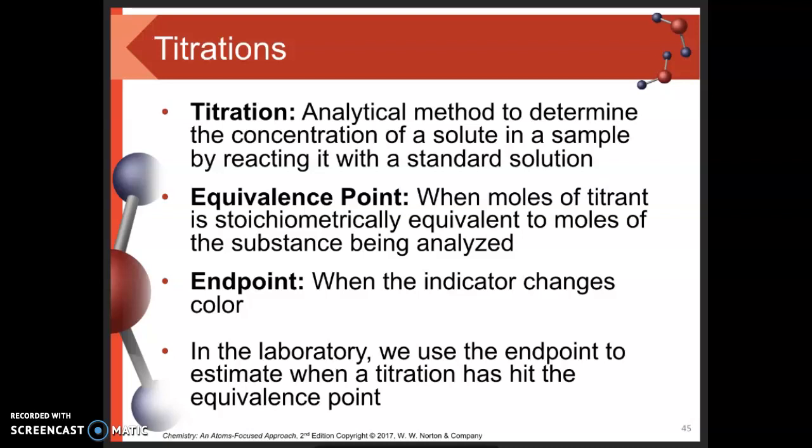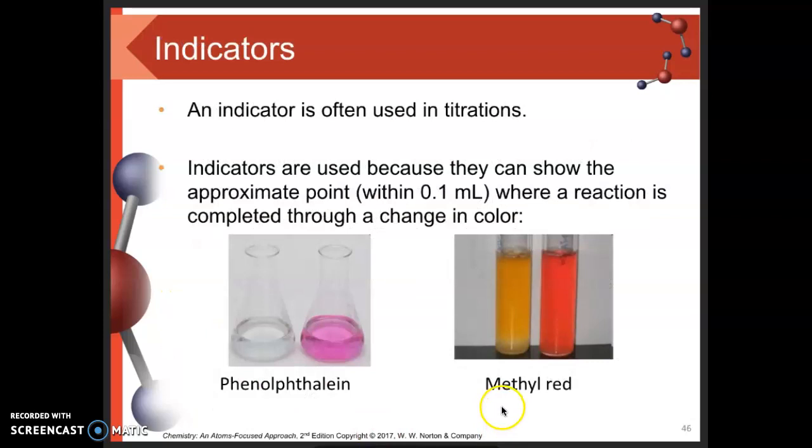What is much more clear and much easier to do is to find the endpoint. And the endpoint is when we add an indicator to a titration and the indicator changes color. Now, usually these two points are really close to each other, within a tenth of a milliliter, maybe even less sometimes. So we can estimate pretty well the equivalence point by finding the endpoint. And we do so using something called an indicator. An indicator is used to give us this estimation of the equivalence point through this change in color.